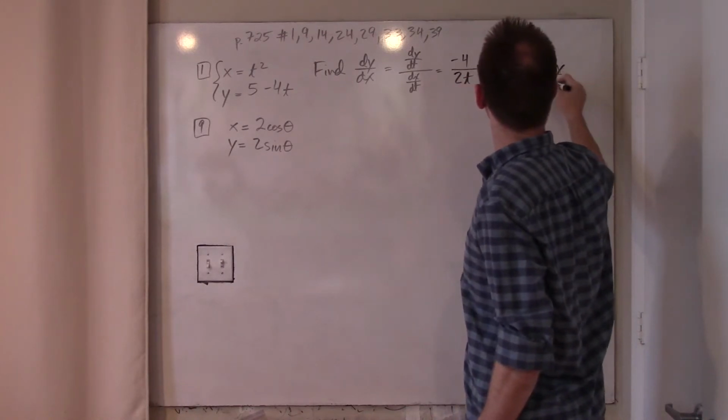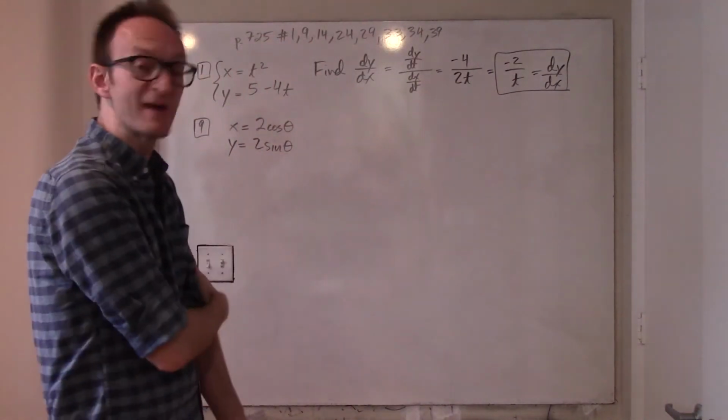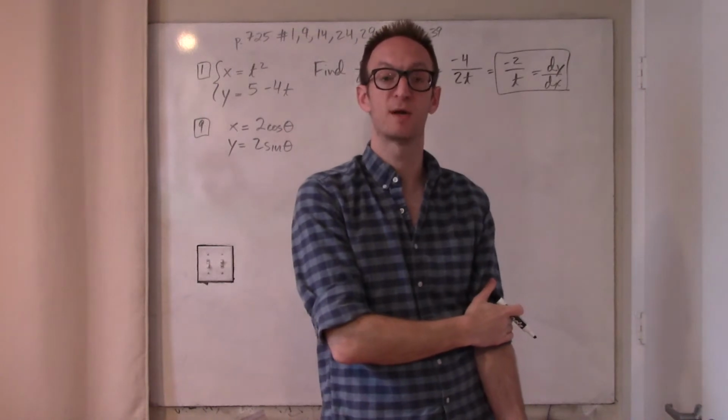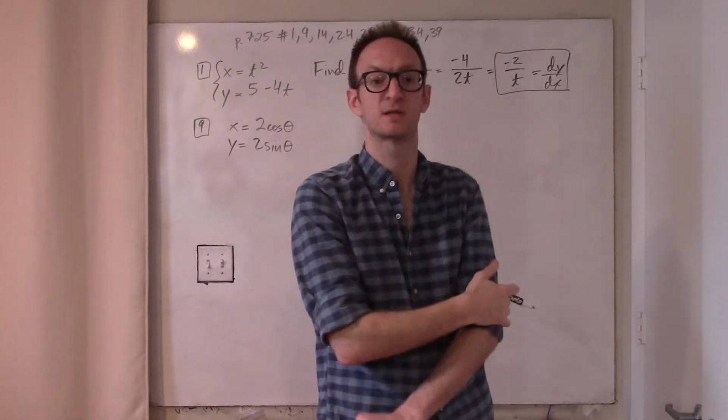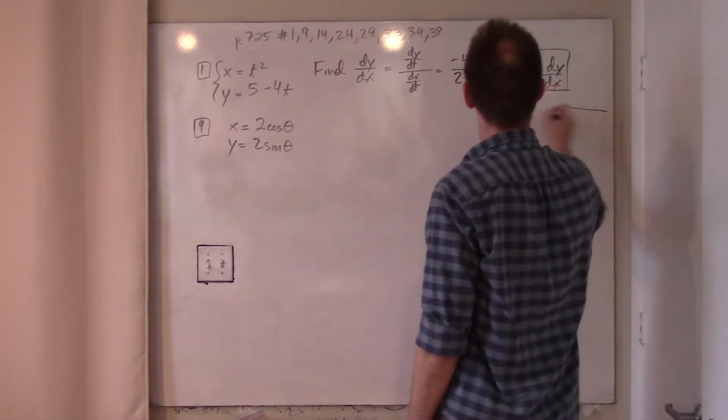And what we have here is a formula which takes as input a t value, and the output is the slope of the tangent line to the parametric curve at the point determined by that t value. Okay, so maybe I'll just leave that alone.